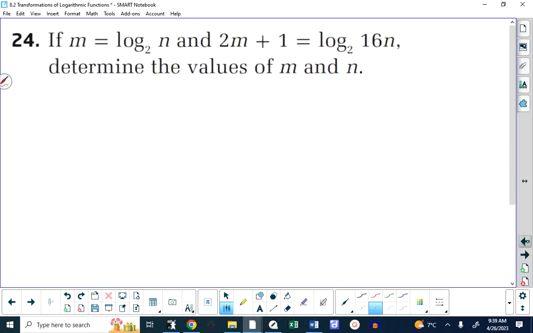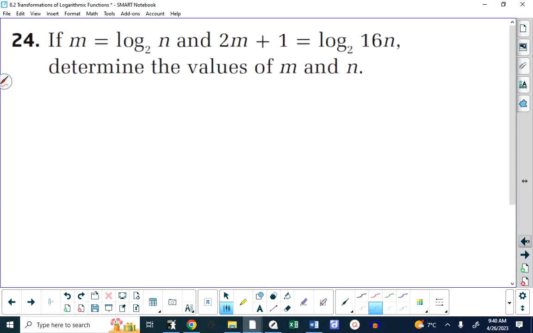So 24 gives you m is equal to log base 2 of n, and 2m plus 1 is log base 2 of 16n. What's m and n? So what we have here is a system of equations. It's just that when you solve a system of equations, normally you do stuff like elimination a lot of the time. Well, elimination is not going to work here. Substitution is going to be the line of attack.